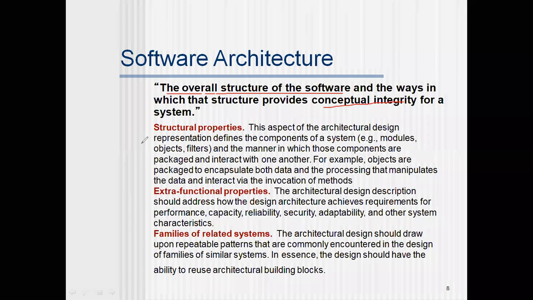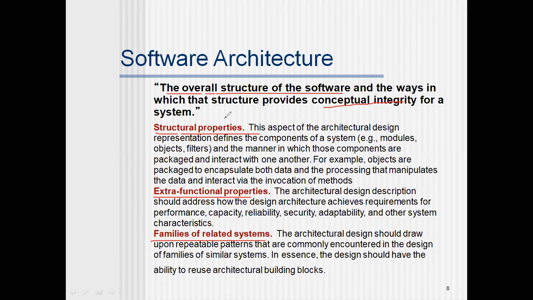Also, this architecture is the structure or organization of the program modules. If we take another definition of software architecture, it is a structure or organization of program modules to fulfill the requirements of a project, isn't it? And here we have three kinds of properties for software architecture. First, structural properties, extra-functional properties, and families of related systems.